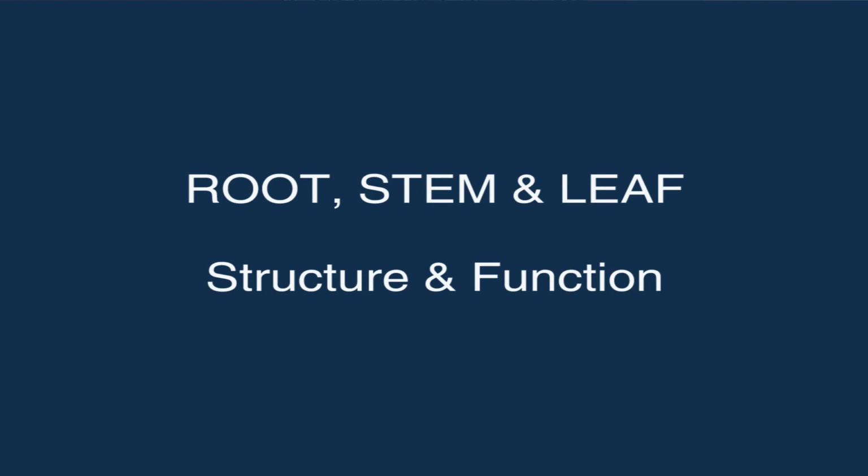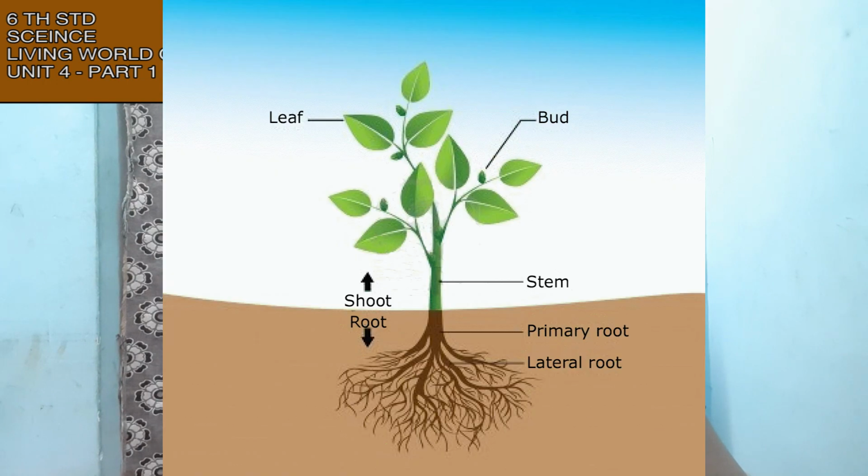Plants and animals are the living creatures on earth. So now we are going to learn about the parts of plants. As you saw in your lower classes, plants have three major parts: leaf, stem and root.